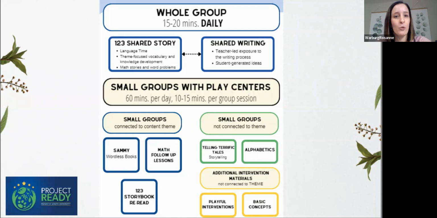And you'll see about 4 of those per theme. So in the whole group setting for about 15 to 20 minutes, you're either doing your shared story routine or your shared writing routine. And then within the small groups and center time, we have small groups, oral language small groups. The ones outlined in blue are theme related. So Sammy, the wordless books, the math follow-up lessons, and the 1, 2, 3 storybook reread. Those are all centered on the theme for whatever unit you're working on.